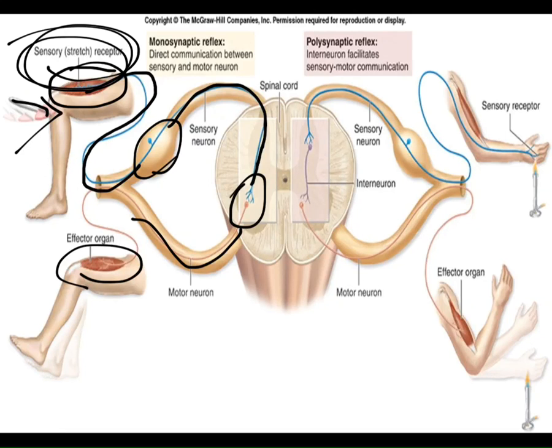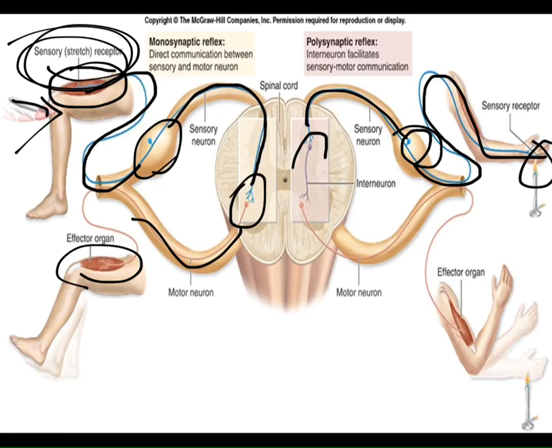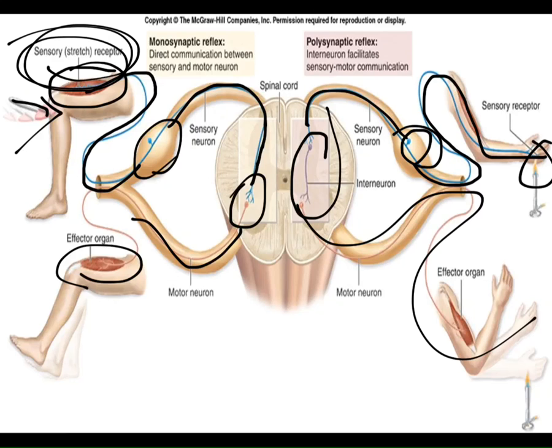Now, on the right-hand side is a polysynaptic reflex. Same idea, right? Here you're being burned by something. You reflexively, right, the signal comes in, you move your hand away. Again, there's that sensory neuron. But now what's it doing? It's synapsing with at least one interneuron. And so therefore it's a polysynaptic. There's two or more synapses. And then the signal goes out. Okay? Again, very, very fast.